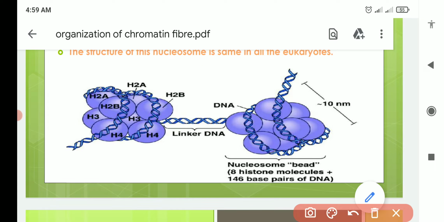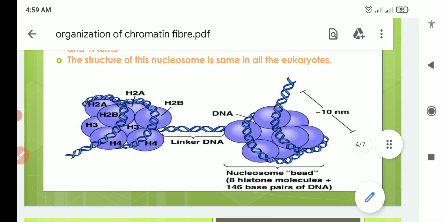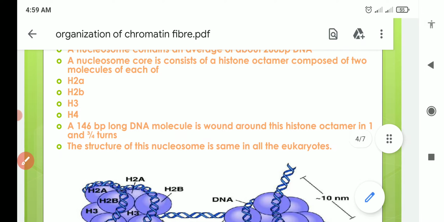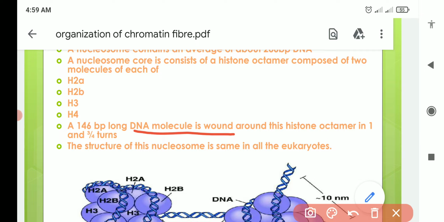That's why it is known as histone octamer. Octamer means having 8 components. So it has 2 molecules each of H2A, H2B, H3, and H4, as you can see in this image. And a 146 base pair long DNA molecule is wound around this histone octamer in 1 and 3/4 turns.